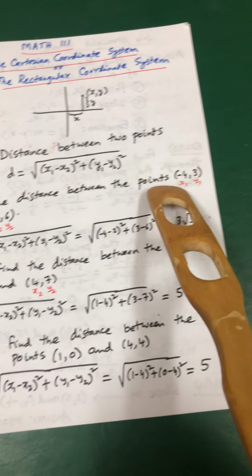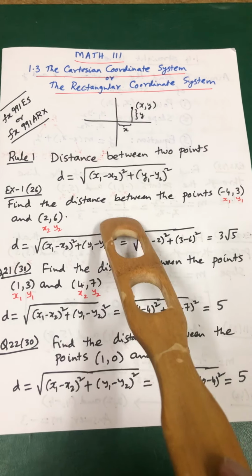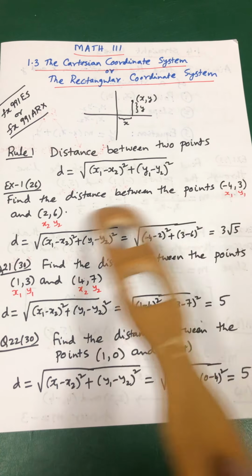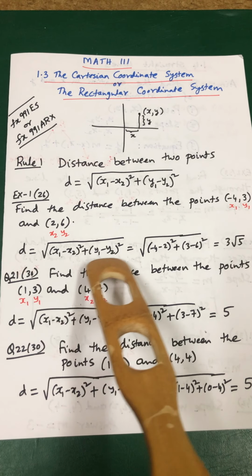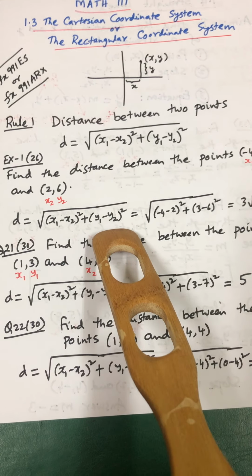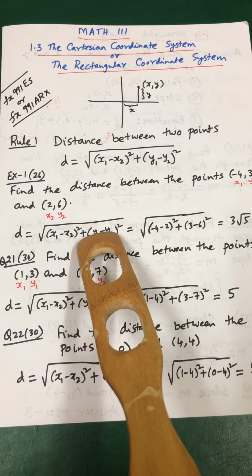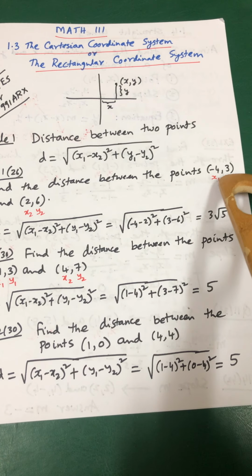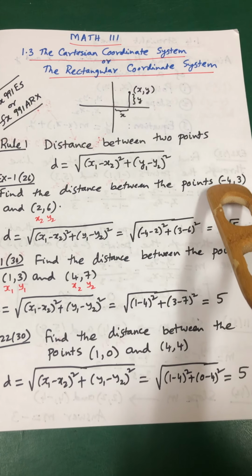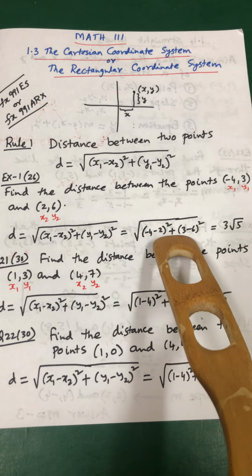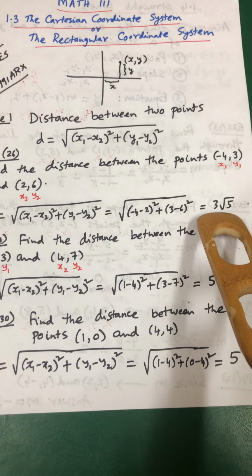Find the distance between the points minus 4, 3 and 2, 6. Once the question is given, jump on the problem and write x1, y1 and x2, y2. These are the points. Then you write the formula d is equal to root of (x1 minus x2) whole square plus (y1 minus y2) whole square, and put the values. x1 is minus 4 and x2 is 2, y1 is 3 and y2 is 6. That is (minus 4 minus 2) whole square plus (3 minus 6) whole square. After that, use your calculator and you will get the answer.